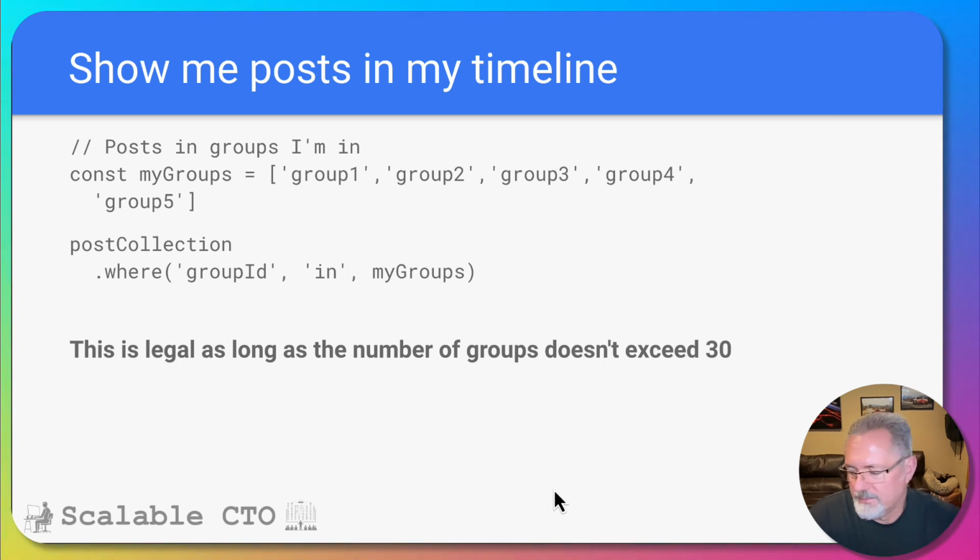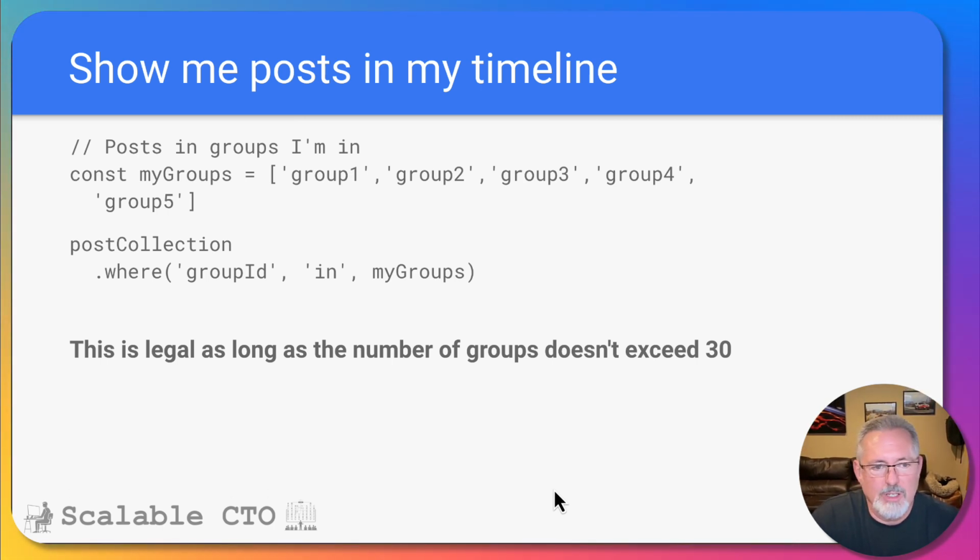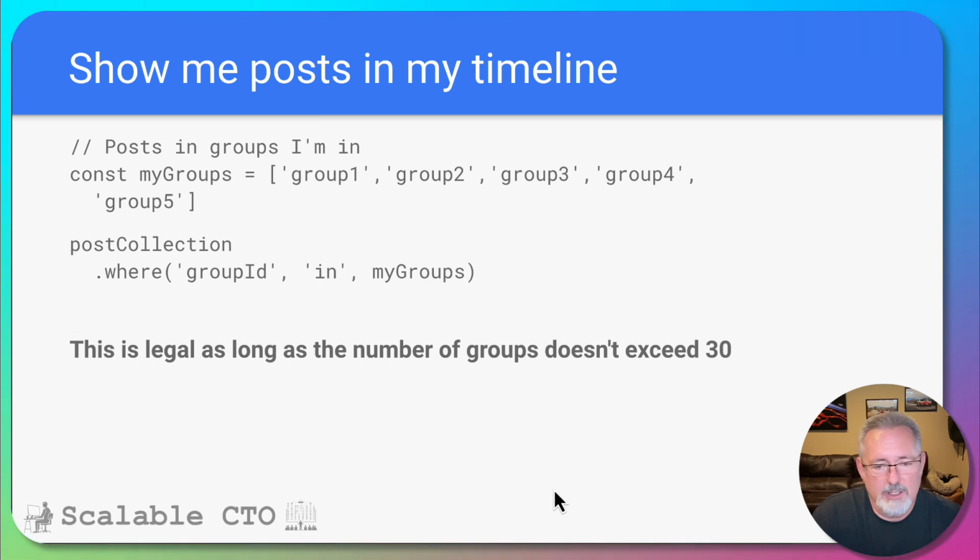So you might be in a knitting group and a rally car racing group, and lots of different kinds of groups. And each of those groups has posts in them. So in order to get your timeline, I need to get all the messages, probably sorted by date, that are in groups that you are in. Let's say you're in 5 groups, groups 1, 2, 3, 4, 5. So I can go to my post collection and say I want to get the posts where the group ID is in this set of 5 groups. That's fine as long as I don't have more than 30 groups.